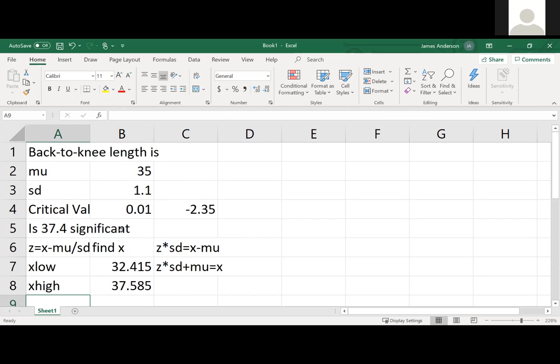And then, is that between those two? If it is, it's not significant. If it isn't, it is significant. Okay? And then you just change these to be whatever you need. There's a way you could look that up. You could also just Google Z value 4.01 and it would just give you it as well.